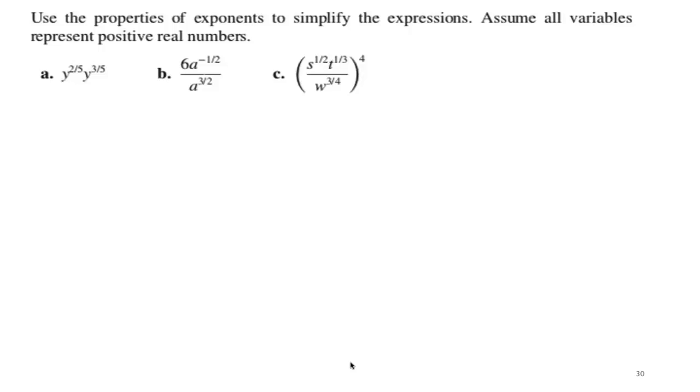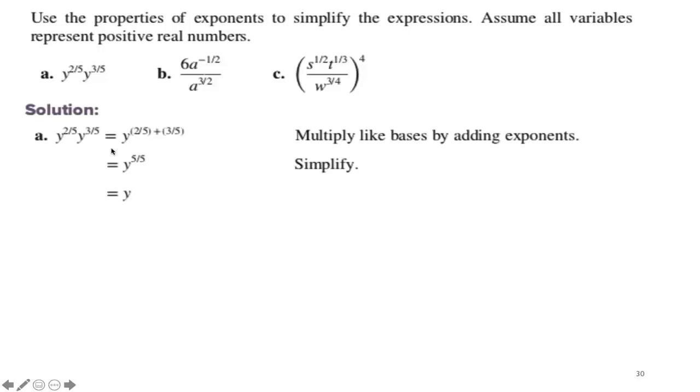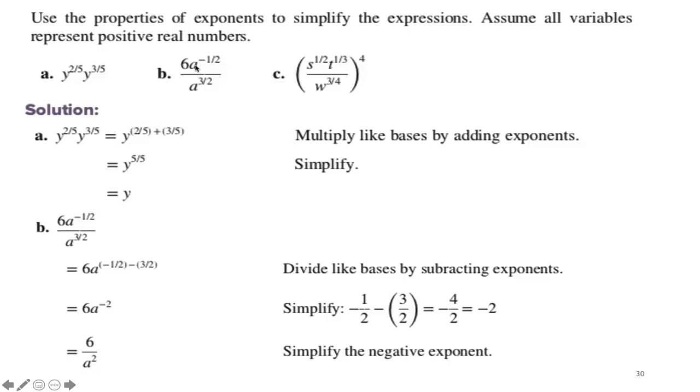Okay, so let's use properties of exponents to simplify these rational expressions that involve rational exponents. So again, assuming that all variables are positive, so that we don't have any problem with even roots of negative numbers. And so same base here, so we add the exponents. So 2/5 plus 3/5 is 5 over 5, which is 1. And then notice when we divide, we subtract the exponents. So negative 1/2 minus 3/2 is negative 2. And so if this is a negative power, you can flip it. So 6 over a squared.